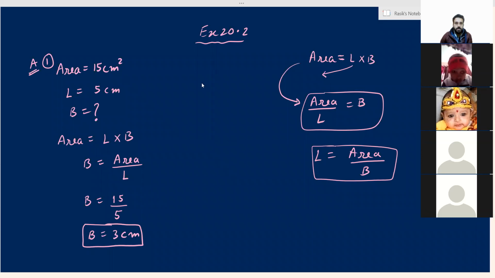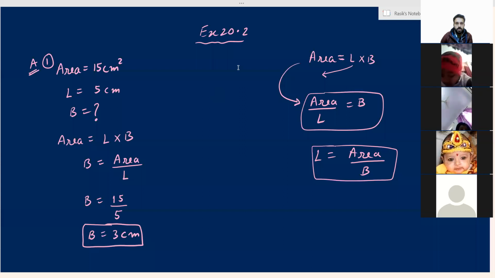Chat box or WhatsApp group? No, obviously WhatsApp group, beta. Post your answer, what you are writing in the copy, post your answer in the group, first and second part, okay, both the parts.